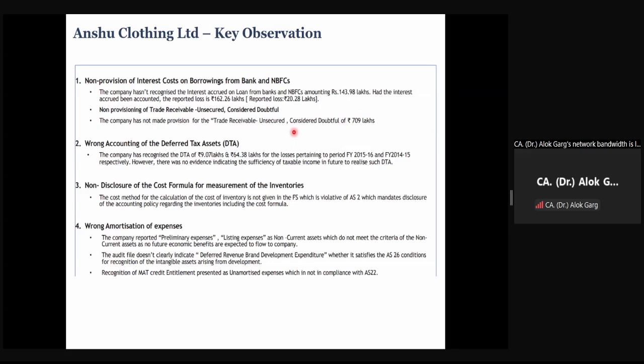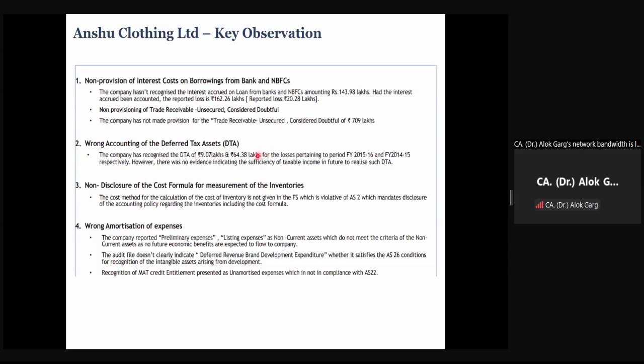Wrong accounting of the deferred tax asset. Again, it's the management. Management will prepare the accounts as per their own whims and fancies. Correct. But it is the auditor who has to provide the opinion whether management has done all the compliances of the accounting standard, all the compliances of the laws and regulations which are applicable. So there was a deferred tax asset. This was a loss-making company, and the company has recognized a deferred tax asset, right? When will you recognize a deferred tax asset? When there is virtual certainty and convincing evidence, then you have to recognize a deferred tax asset.